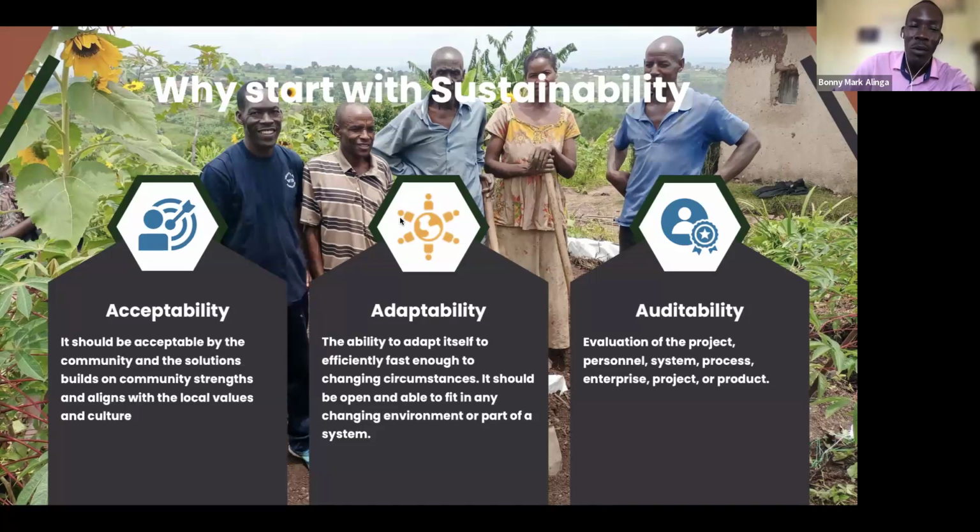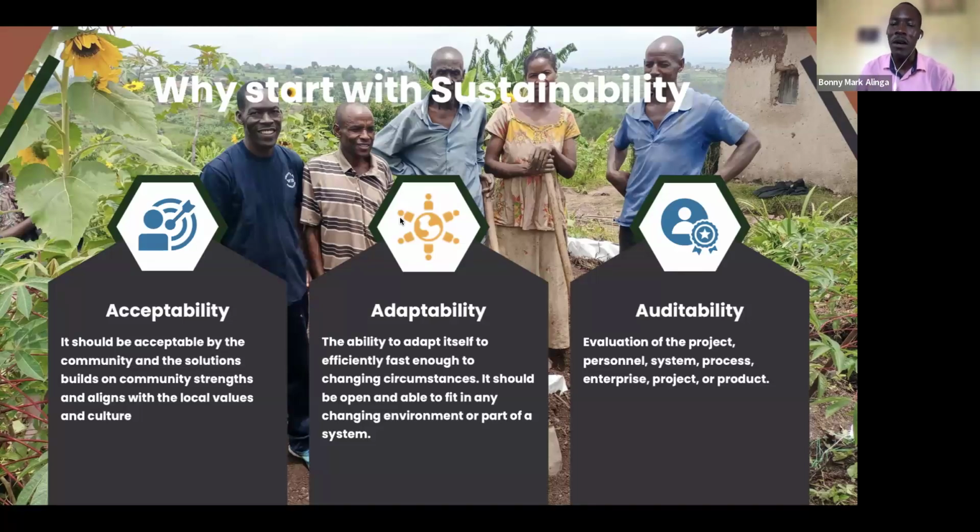Will it be acceptable? Will people actually accept it? Will the community accept it? Will it build solutions? Will it be a community solution? Will it build strength and align with the community local values? So you need to think about this. Sustainability starts with acceptability. Sustainability starts with adaptability of a project.